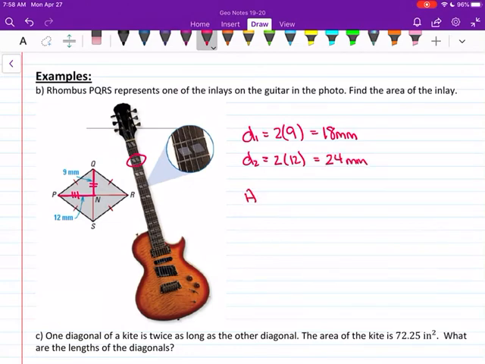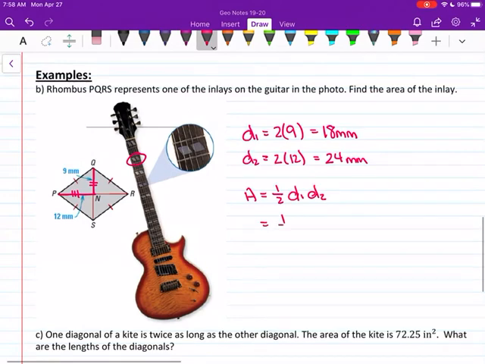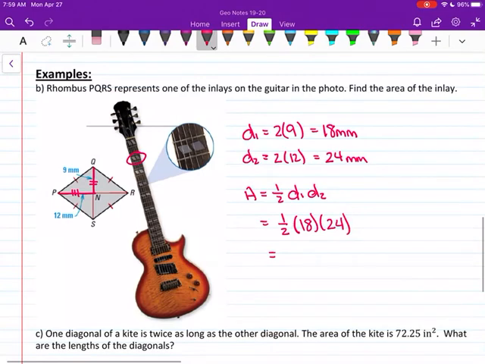So my total area is going to be 1/2 times diagonal 1 times diagonal 2. Let me erase that dot on my 1, because that's bothering me. So my total area is 1/2 of 18 times 24, which is going to be 216. And my units are millimeters, so millimeters squared.